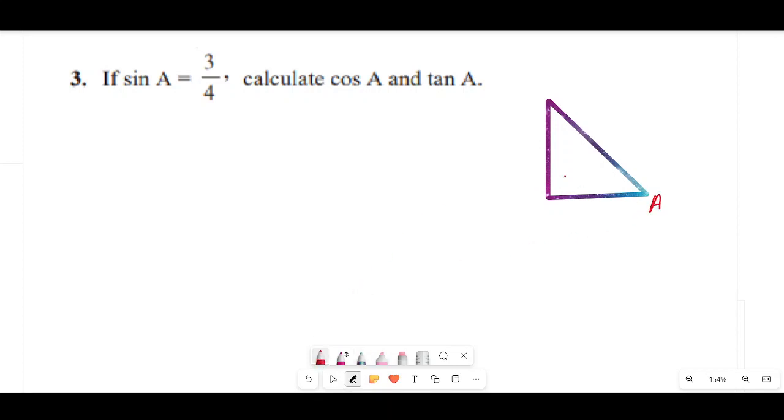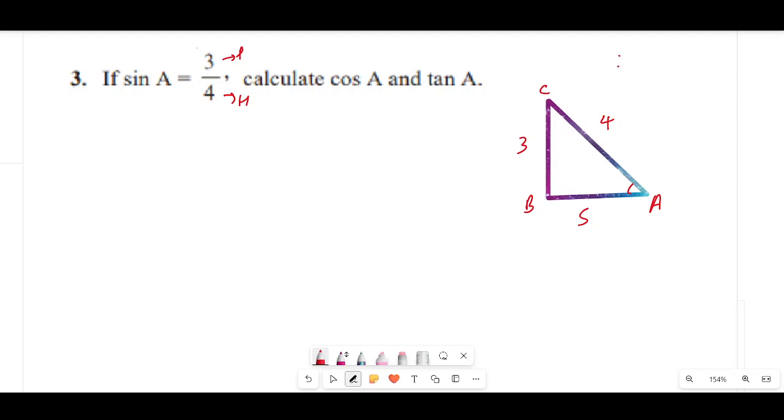Here, we consider A, B, C as the vertices of a triangle. Now sin A is 3 by 4. That means 3 is the perpendicular and 4 is the hypotenuse. If the perpendicular is 3, then the hypotenuse is 4. And if you try to find the value of AB, this will be 5. Clear? Now, how can we write AB square?